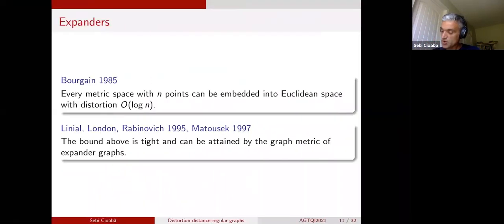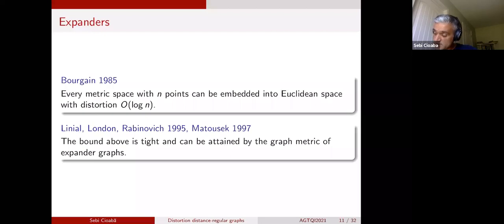All right, so let me give you some other results. There's a result of Bourgain that is highly cited and very important. This is quite general: every metric space with n points can be embedded into a Euclidean space with distortion big O of log n. And Linial, London, and Rabinovich, and Matoušek, independently, proved that this bound is tight. This is attained by a graph metric of expander graphs. Expander graphs attain this upper bound; they give you the largest least distortion.